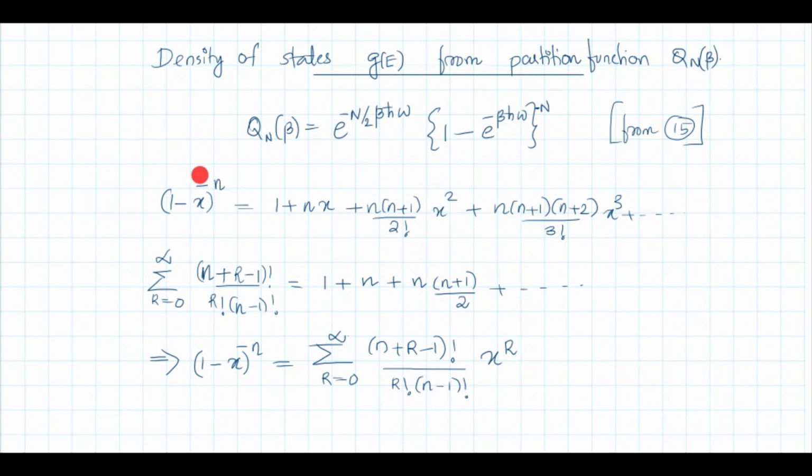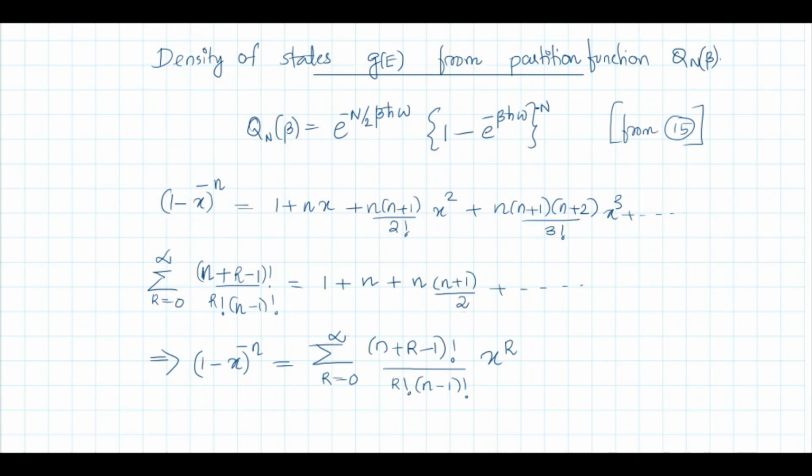We have the identity, the binomial expansion: (1 minus x) raised to minus n is 1 plus nx plus n into (n plus 1) by 2 factorial x square plus etc. And here the coefficients 1, n, n into (n plus 1) by 2, etc. can be identified as sigma r equal to 0 to infinity (n plus r minus 1) factorial divided by r factorial into (n minus 1) factorial. So if you put r equal to 0, you will get 1. If you put r equal to 1, you will get n. If you put r equal to 2, you will get n into (n plus 1) by 2 and so on.